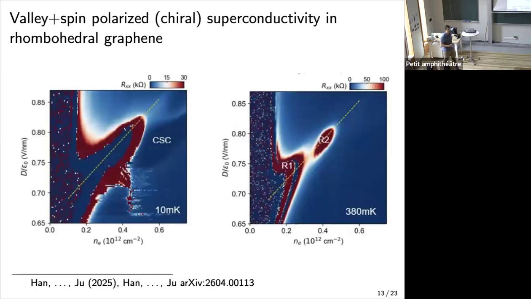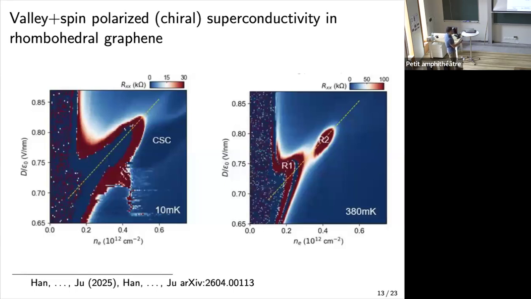From Long Ju at MIT, who in his group discovered in rhombohedral multilayer graphene some kind of exotic valley and spin, or chiral, superconductor. Actually, here I'm showing you some phase diagrams from a more recent paper. The original paper was 2025, where they discovered this chiral superconductor, and just last month they had another preprint appear in which they made the following observation. So I'll explain that to you now.